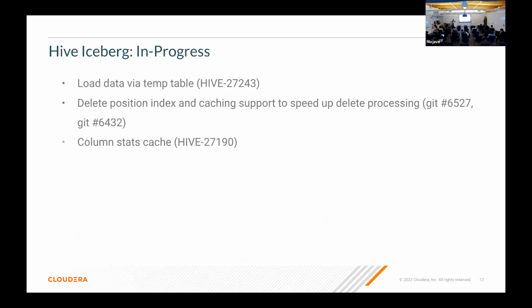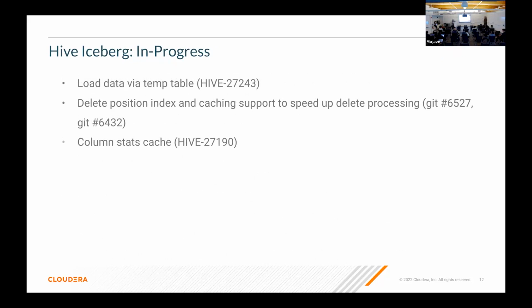Some items that are in progress, loading data via temp table. So this is one of those things where, let's say you have a bunch of text files, Parquet files sitting in some location on S3, you want to create an Iceberg table out of that. How do you go about doing that? And these are not real tables. They're just data sitting in some folder.